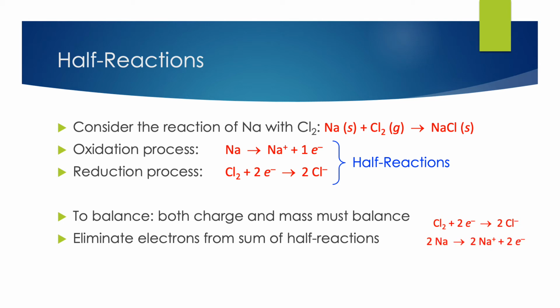To get 2 electrons in the other half reaction, I'm going to have to multiply through by 2. So I had to multiply 2 sodiums, producing 2 sodium ions plus 2 electrons. Now when I add these two half reactions together, the electron part is going to cancel. And the net result is to produce this reaction, which is the balanced oxidation-reduction reaction. So you can see in this way we can use the half reactions actually to help us balance the reaction.